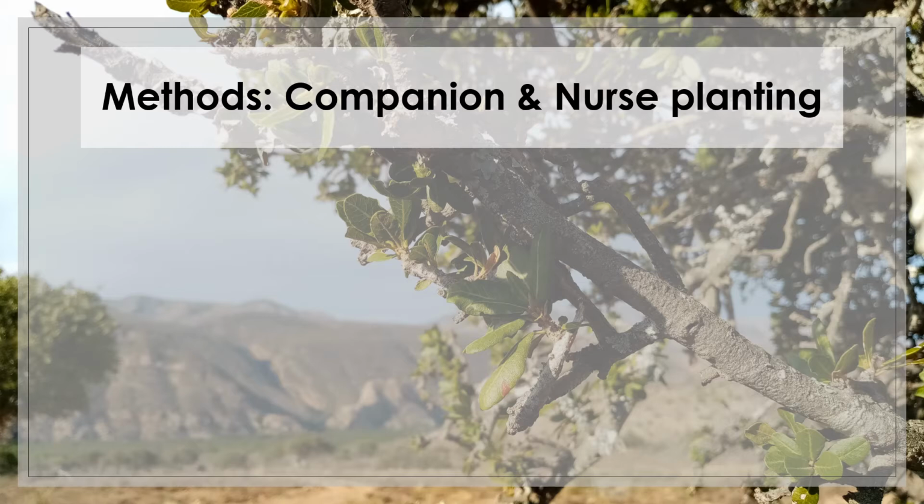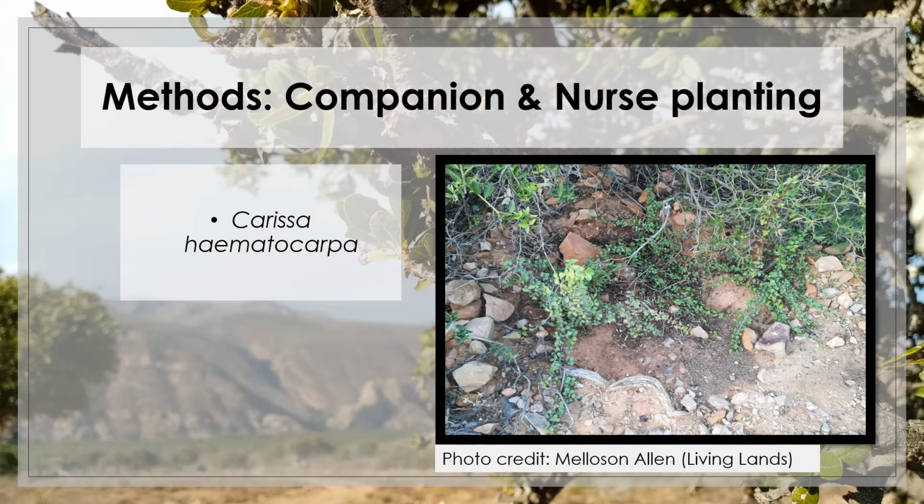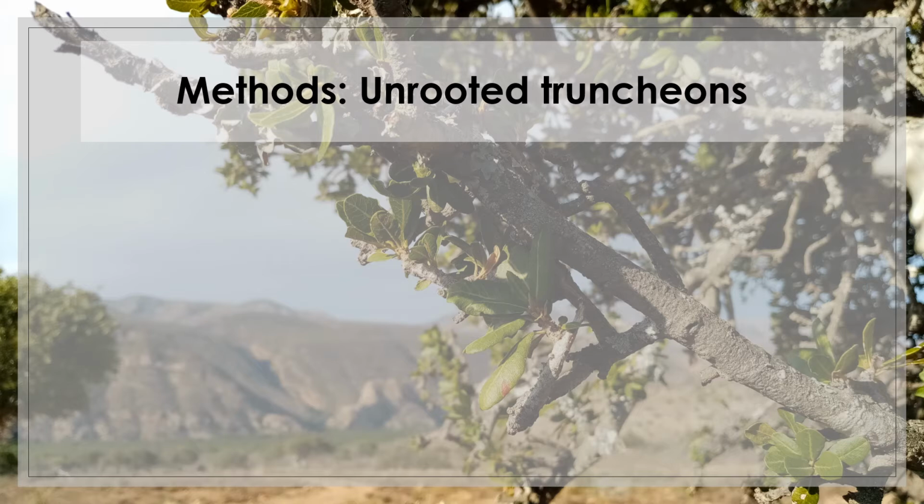Now, with the nurse planting treatment, the pondings were constructed underneath Carissa haematocarpa canopies, and the spekboom were planted within said pondings. Now, much like the companion plants, controls, and the monthly treatments from the watering regimes, these pondings were also watered once a month as a means of giving the spekboom a head start and a means of buffering them from the harsh elements of the degraded thicket.